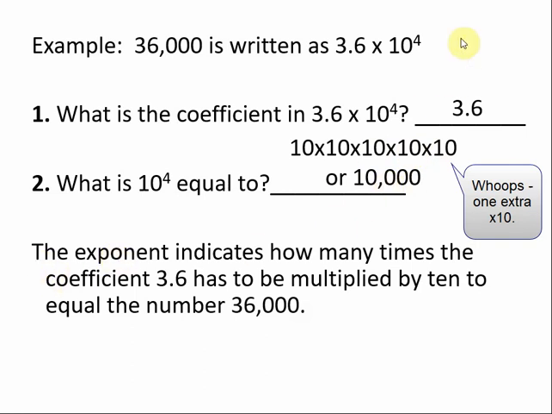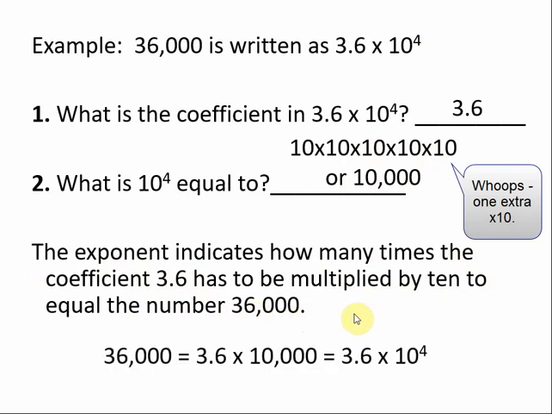So the exponent, the 4, indicates how many times the coefficient of 3.6 has to be multiplied by 10 to equal the number 36,000. So 36,000 is written as 3.6 times 10,000, or in scientific notation, that's 3.6 times 10 to the 4th. We moved the decimal place. Now you don't see it there, but we know the decimal comes after the last 0 in a number, and to put it into scientific notation, we moved it to the left. And then the exponent got bigger every time we moved that decimal to the left.